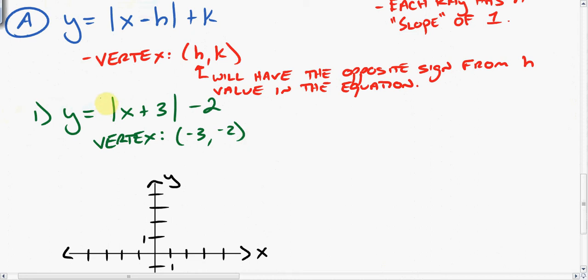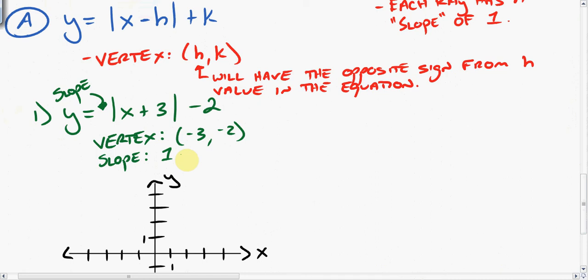And then we're going to look at the number that comes in front of the absolute value bars. What number is in front of the absolute value bars? Because this number here is going to tell us our slope. And there's nothing there. It's not a 0, but it's hidden, so we're going to assume that there's a 1 here. So since there's no number there, we're going to assume that our slope, or our constant rate of change for each ray, is 1.